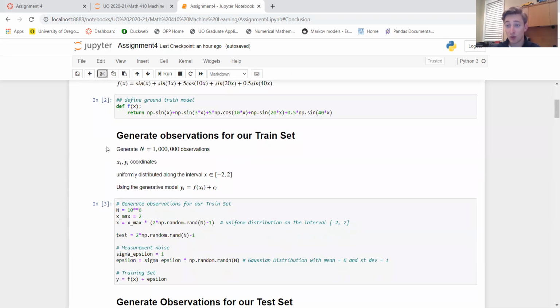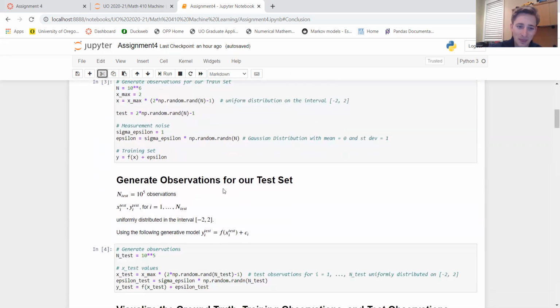These are in the form of xy coordinates, where the x is in the interval -2 and 2, and the y is found using this generative model, where y is equal to the ground truth model plus some noise, which is this epsilon here. And this epsilon is a Gaussian distribution with mean 0 and standard deviation 1.